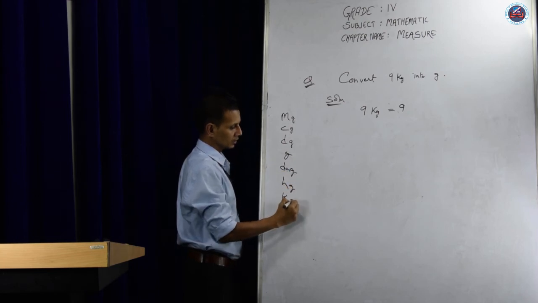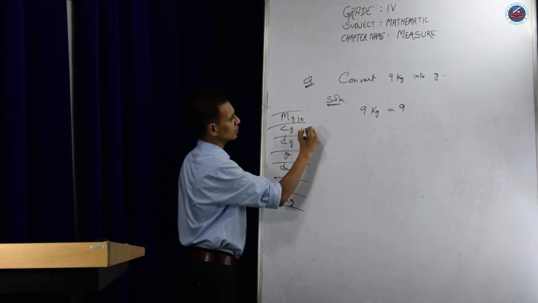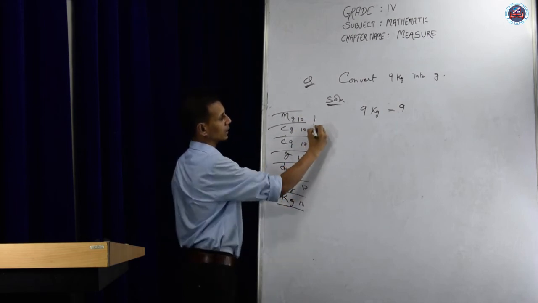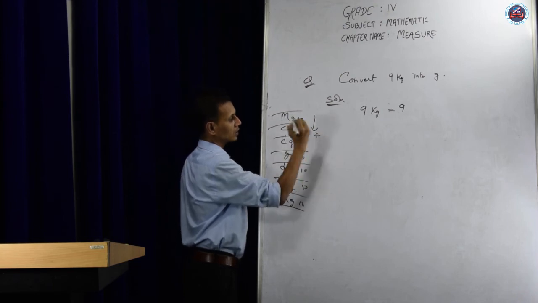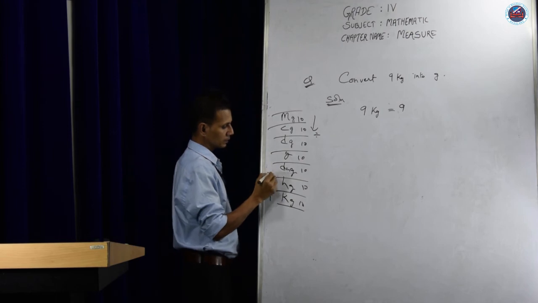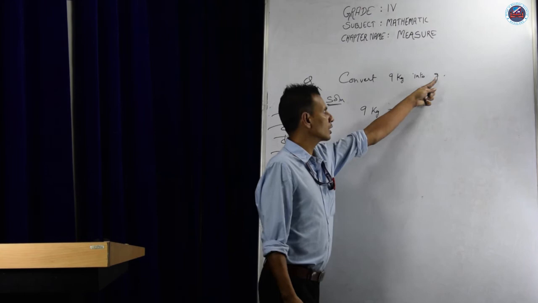You see there? You can do it in a very fast way. Two or three times if you practice, it just happens. When it comes down, always divide. Goes up, always multiply. Done? Now, kg is going to become gram.